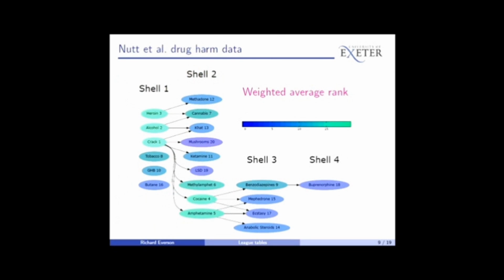So here now are the drug harm data replotted, but now with this color scale, which gives their ranking. And so again, these at the top here, crack, alcohol, and heroin, come out near the top. And then tobacco, GHB, and butane, actually, you can see from the color, they are, in fact, probably less harmful on this weighted average rank.